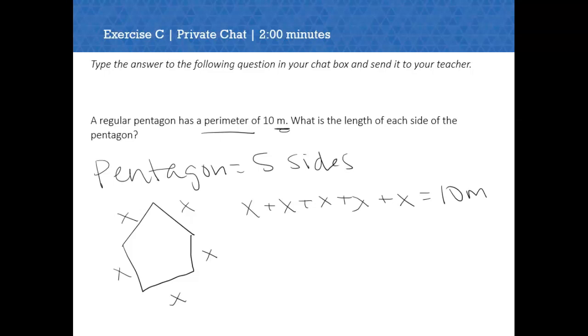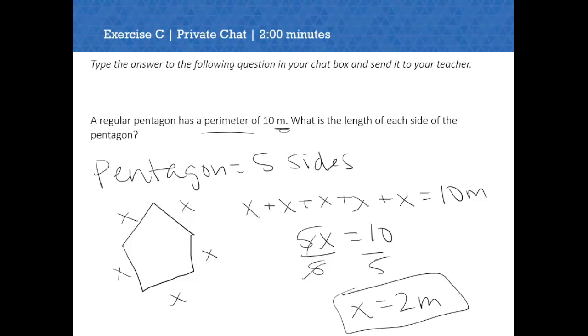Remember, meters squared was the area when we multiplied. So we have 5x, because there are 5 sides, 5x equals 10. So for the length of each side, we just use simple algebra, divide both sides by 5. X equals 2 meters per side. And we can check that: 2, 4, 6, 8, 10. 2 meters per side.